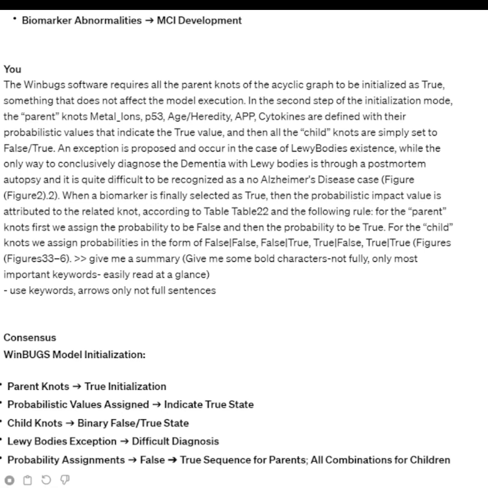WinBUGS model initialization. Parent nodes have a true initialization, with probabilistic values assigned to indicate the true state. Child nodes have a binary false/true state. Lewy bodies are an exception because of difficult diagnosis. The probability of false, true is given in sequence for parents, with all combinations for children.